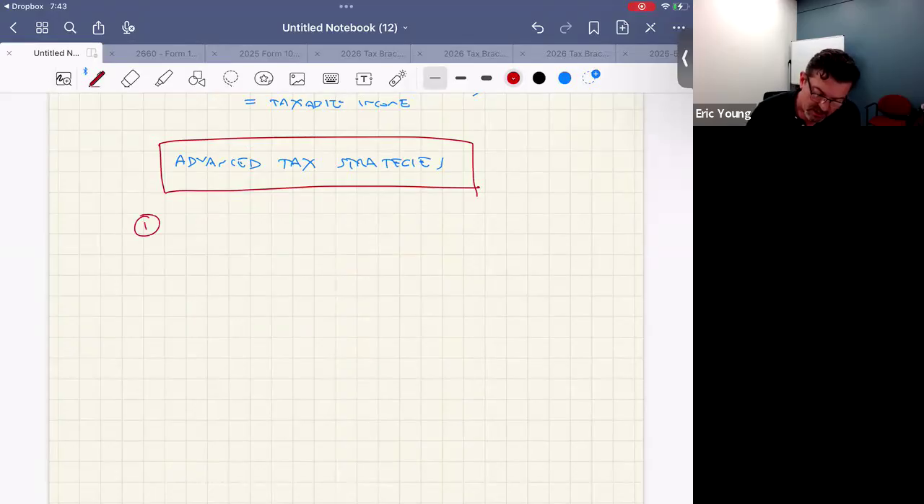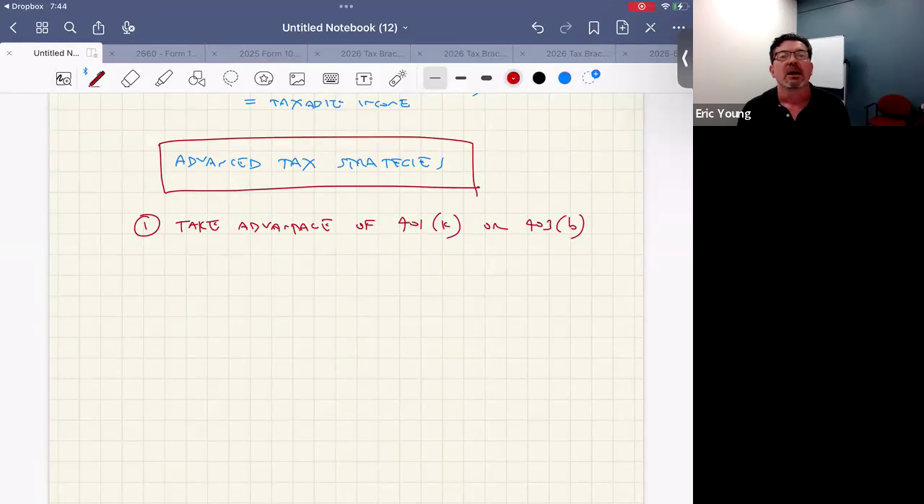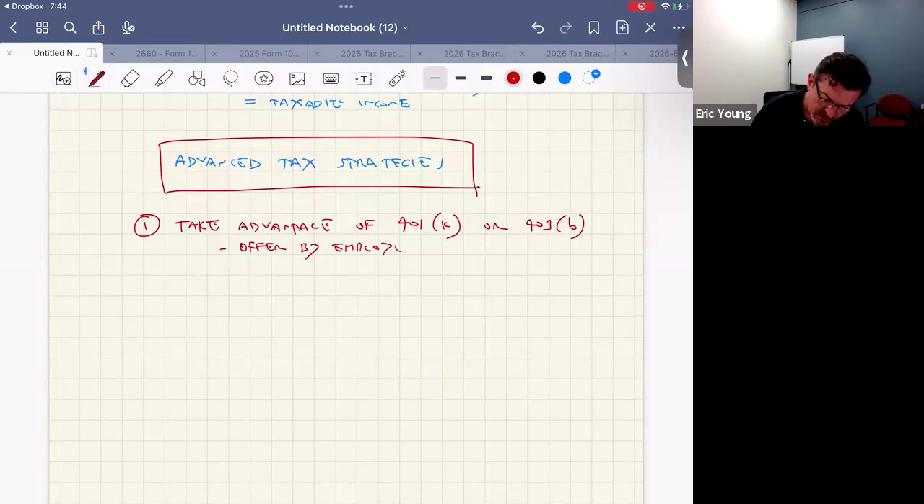Advanced strategy number one: take advantage of 401k or 403b plans. In our previous set of lectures, last time we met, we talked about retirement planning. And we learned that 401k and 403b plans are retirement plans specifically offered by your employer. Those are what we called employer-sponsored plans.